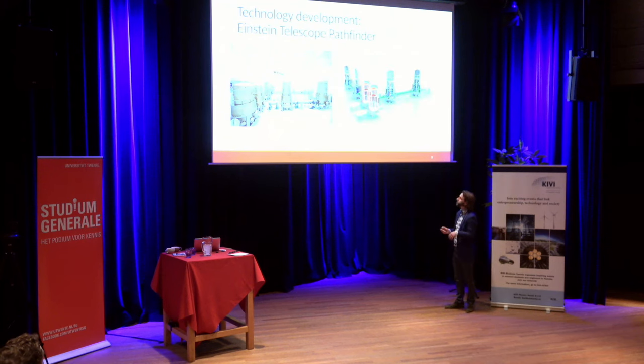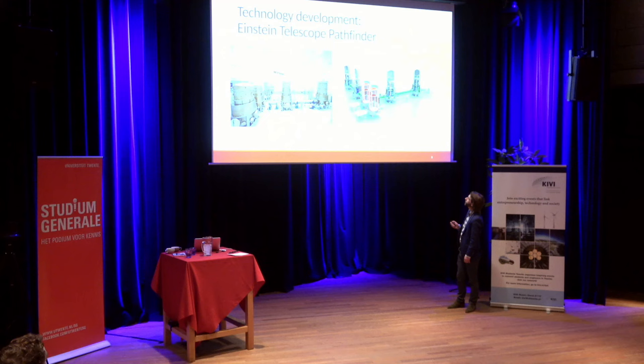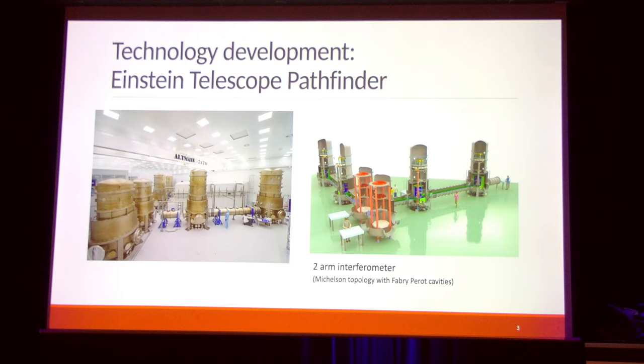Yeah, so this picture was already shown. This is the lab in Maastricht, and this is a schematic that helps me talk you through it. In Maastricht, there's an interferometer with only two arms. There's the beam splitter, which splits the laser, and one beam goes in this direction, the other goes in this direction.